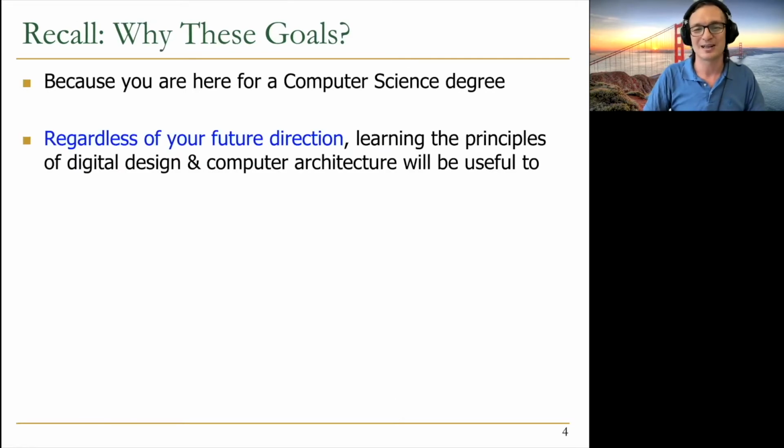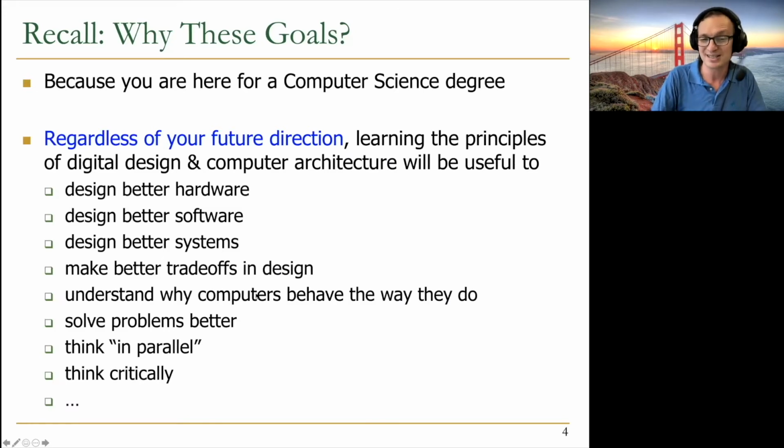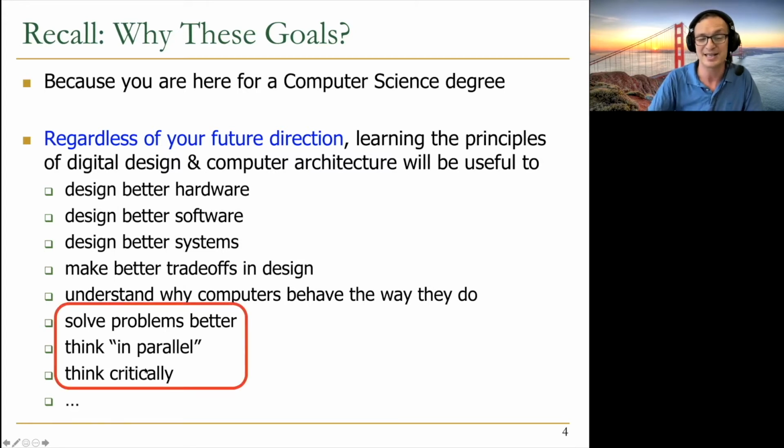Okay, why these goals? Regardless of your future directions, hopefully these principles will be useful for you, as I said earlier, in doing many things. Whatever your path is going into the future, and you're the only one who can choose that path, of course, potentially with guidelines from other people, of course. But whatever you choose in this list over here, design better hardware, software systems, make better trade-offs in any design, solve problems better. It could be any problem. Think in parallel and think critically. Hopefully this course helped you. And as I said, the last three are the most important, perhaps. These things hopefully you understood, but the last three are the more generally applicable skills going into the future. Solving problems, thinking in parallel, and thinking critically.